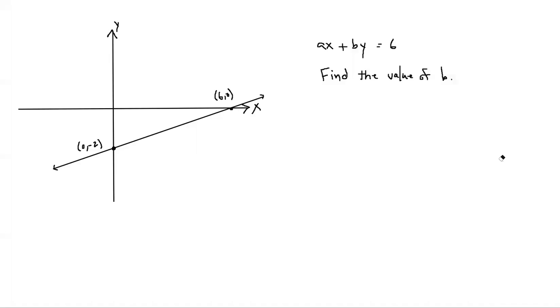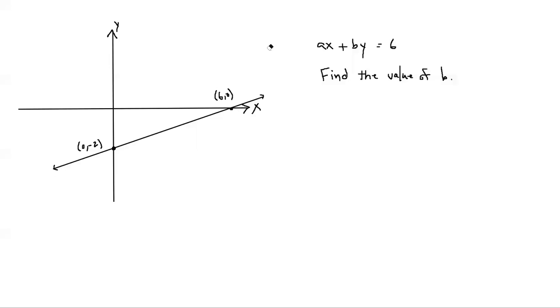Question 21 gives us this graph and tells us that it's the graph of the equation ax plus by equals 6. We're then asked to find the value of b. This question is most directly answered using slope-intercept form.